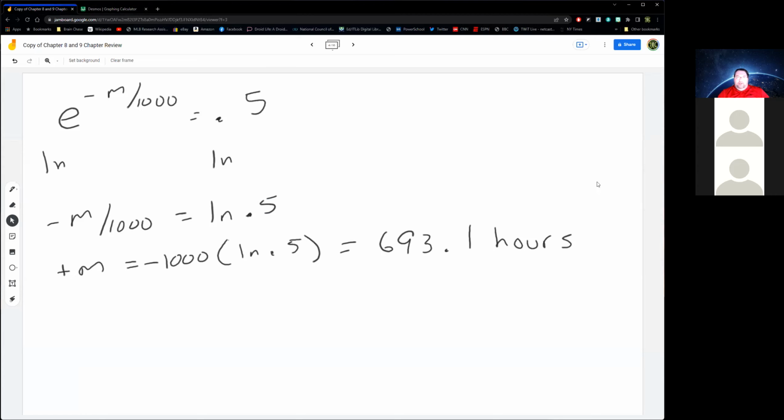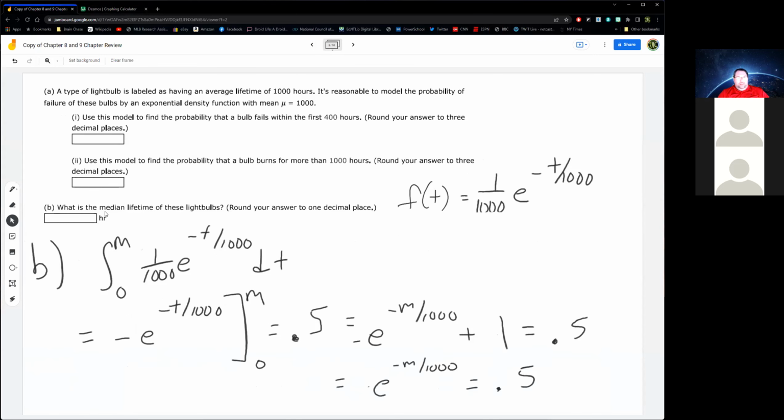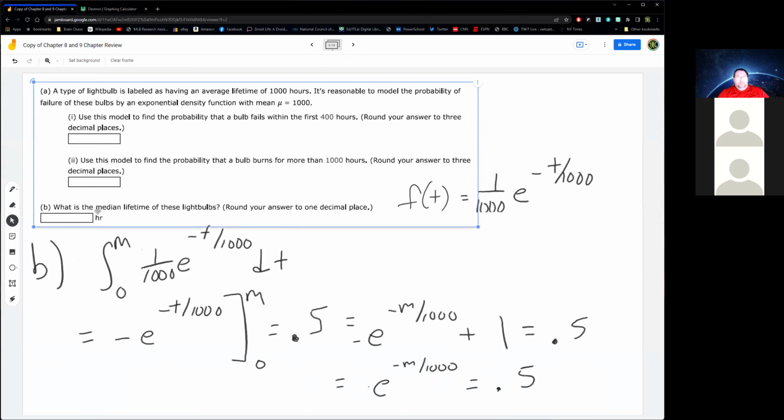Quick question. Where did we get the 0.5 from? Because median means that half the probability is cut directly in half. So half of it would be before it, half would be afterwards. So we're just using the 0.5 as a representative of half. Yep. Exactly.